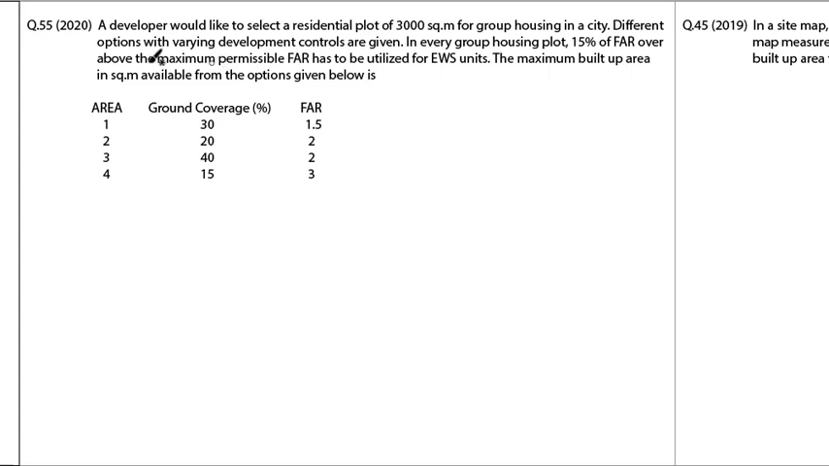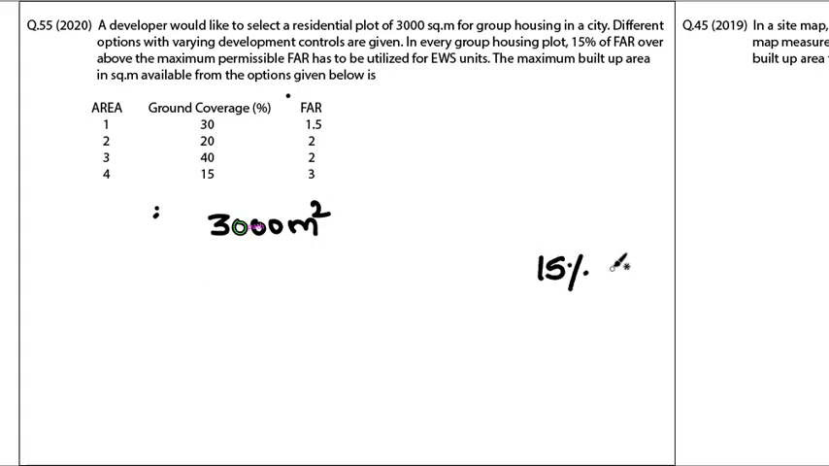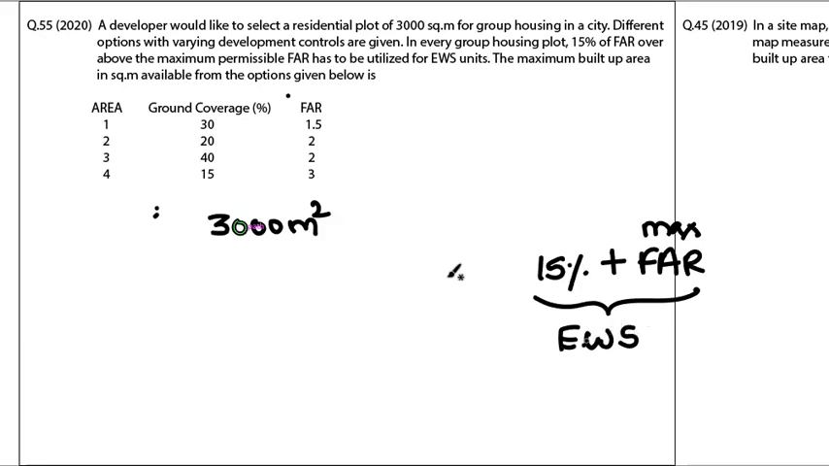So 1, 2, 3, 4 are options given with different development controls. The plot area is 3000 meters square and different FAR is given along with ground coverage. So 15% above FAR, 15% plus the maximum FAR, will be used for EWS, the economically weaker section. So let's consider the options.